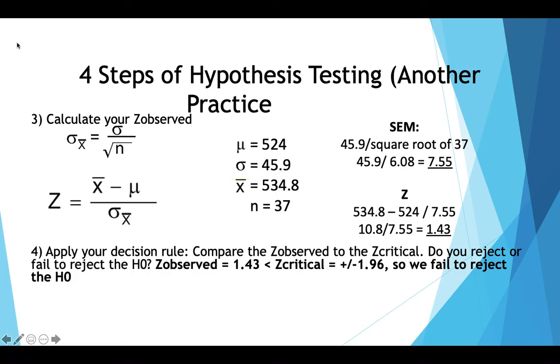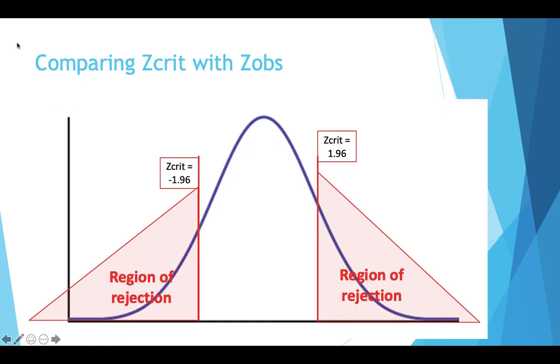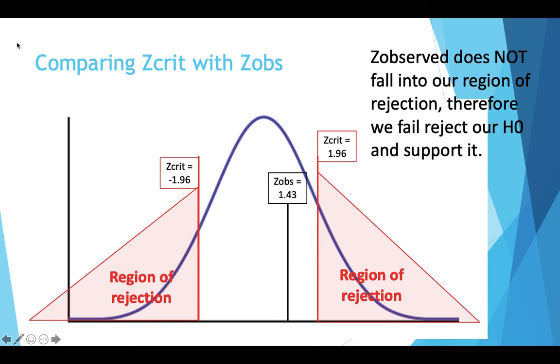So now it's time to apply our decision rule. Compare the z observed to the z critical. In this situation, the z observed of 1.43 is less than the z critical of positive or negative 1.96. So we fail to reject the null. Visually, we have our two regions of rejection. Our z observed does not fall into our regions of rejection. Therefore, we fail to reject our null hypothesis and support it. So in this case, the males at the tennis club did not significantly differ from the general population.